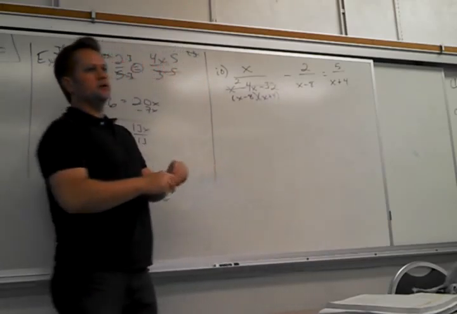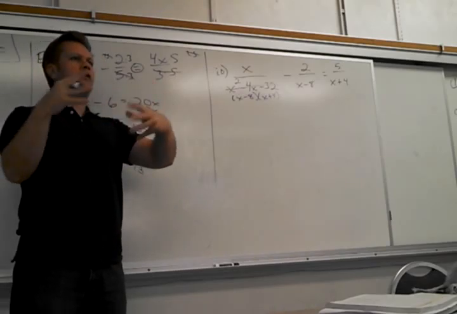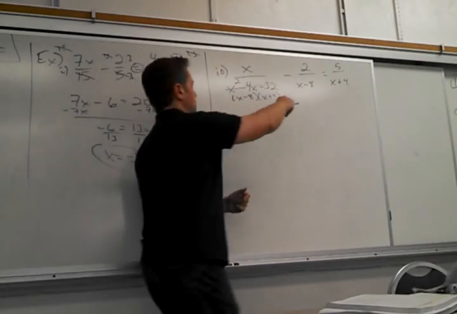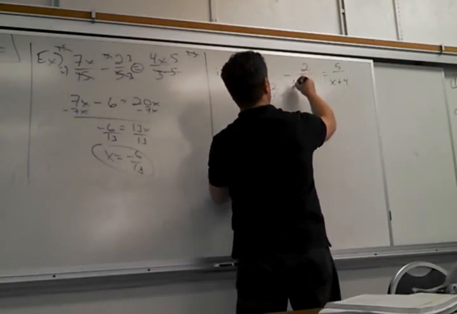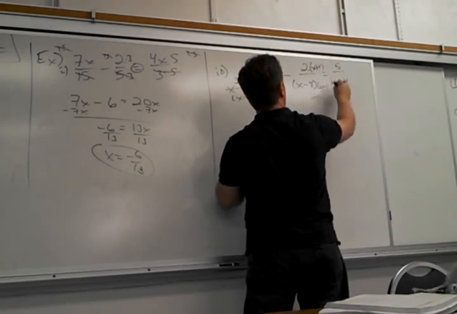So what am I going to multiply both sides by? Or actually, wait, I'm sorry, I'm just jumping again. Do they all have the same bottom yet? No. What's he missing? X+4. Okay, he's missing an X+4. What's he missing?